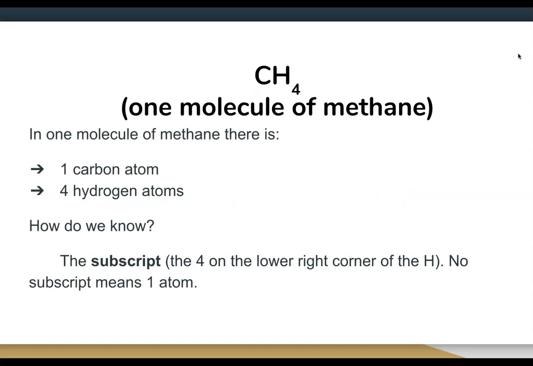When you answered that question, you had to think about the subscripts. There was no subscript on the C, so that means 1 atom. And there was a 4 subscript on the H, right here. So that means 4 atoms. In one molecule of methane, or CH4, there is 1 carbon atom and 4 hydrogen atoms.